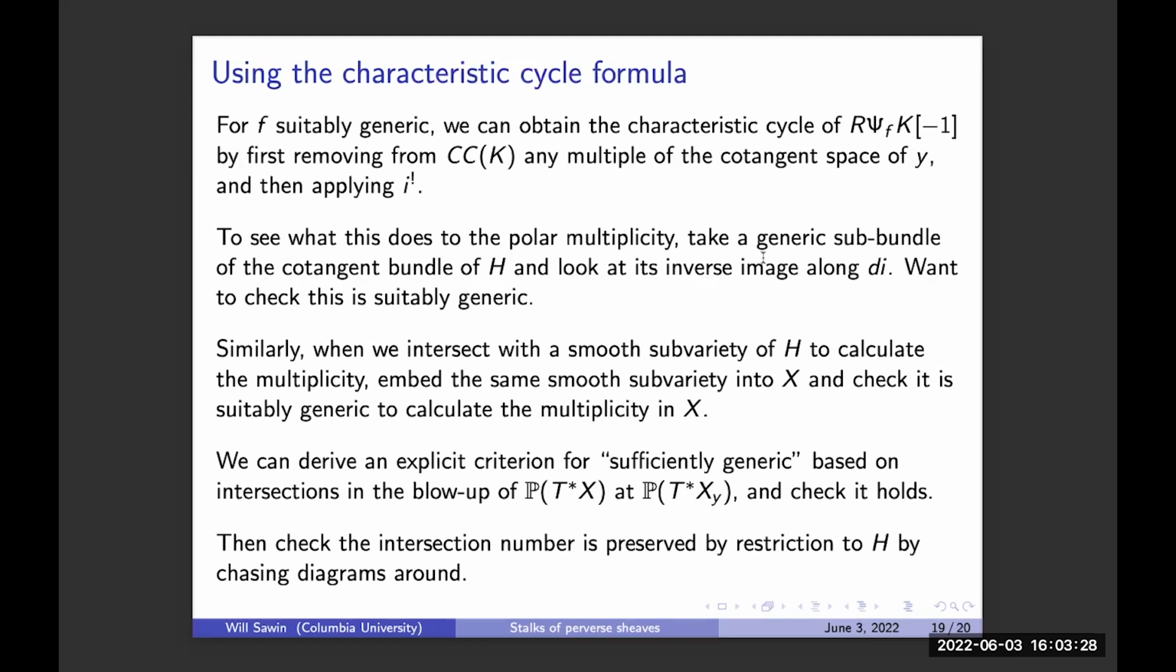And so again, the strategy is to be very precise about what I mean by sufficiently generic, work out exactly what condition is needed for the argument, which turns out to be related to the blow up of the cotangent bundle, if we blow up the special fiber, and just check it holds in an explicit manner. And once that's set up, you can use related bundles to calculate the intersection numbers on the two sides. Then relating the two intersection numbers is like chasing diagrams around using the projection.